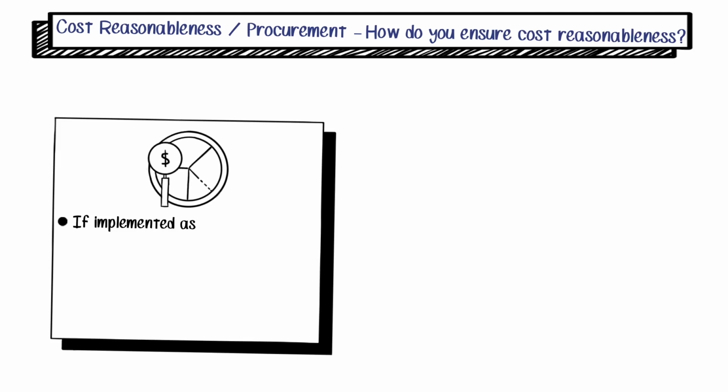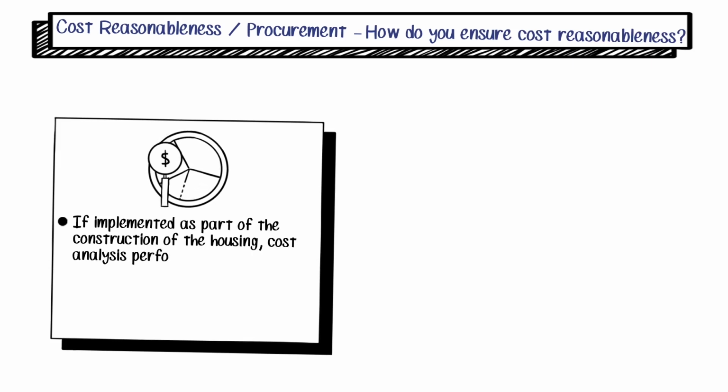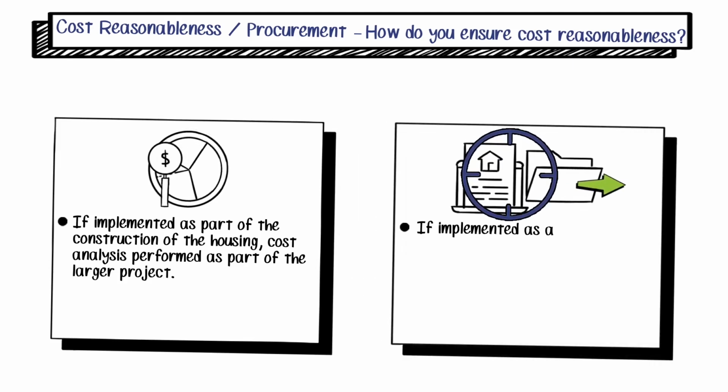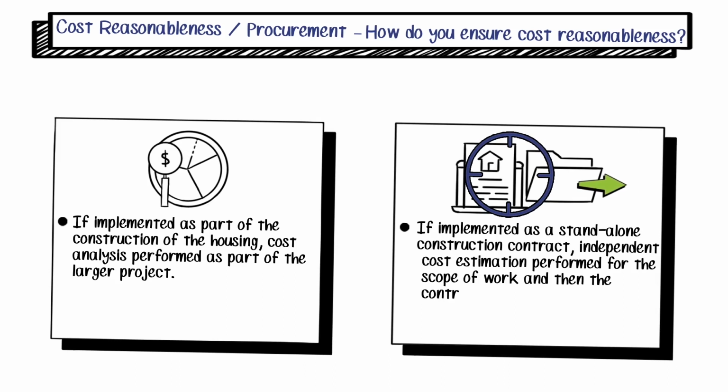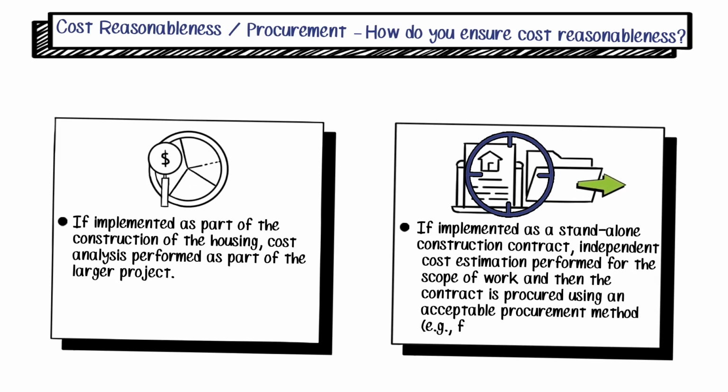If the activity is implemented as part of the construction of the housing, cost analysis must be performed as part of the larger project. If the activity is implemented as a standalone construction contract, independent cost estimates need to be performed for the scope of work before procuring the construction contract using an acceptable procurement method, such as formal, sealed bids. The final implementation issue is Davis-Bacon applicability.